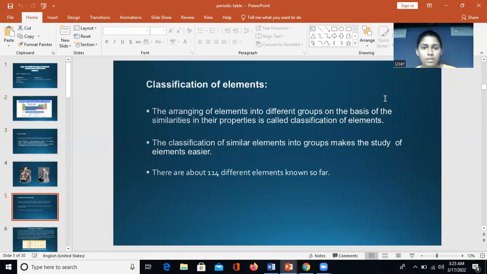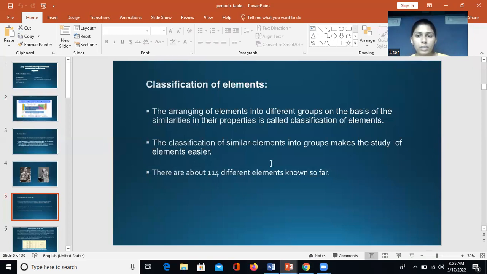Classification of elements. The arranging of elements into different groups on the basis of the similarities in their properties is called classification of elements. The classification of similar elements into groups makes the study of elements easier. There are about 114 different elements known so far.